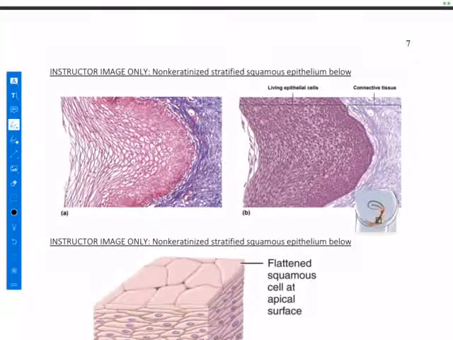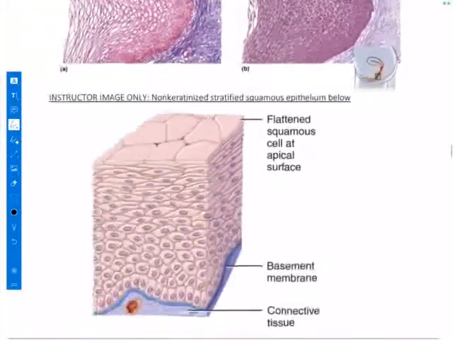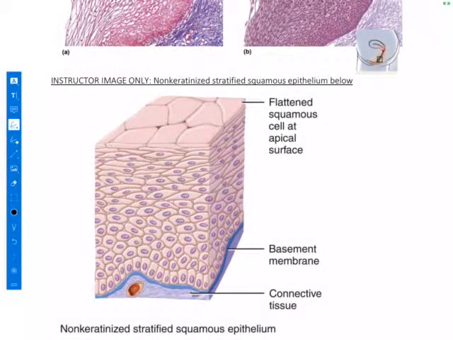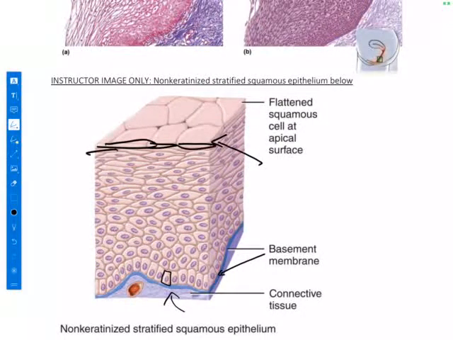Let's take a look at the picture here. So notice in this particular example that we're looking at non-keratinized stratified squamous epithelium. This could be in the esophagus or the vagina. Notice that the basement membrane is shown in blue here. Below that is connective tissue. And notice that the basal layer of cells looks kind of cuboidal shaped, but yet we classify this as stratified squamous because the cells at the apical layer are very flat and squamous shaped.